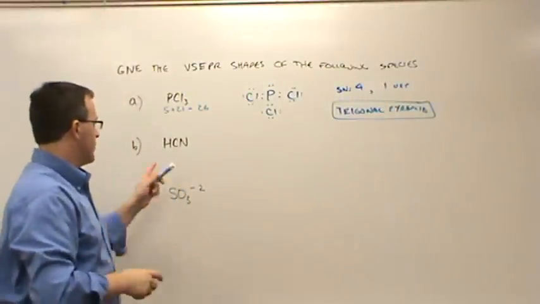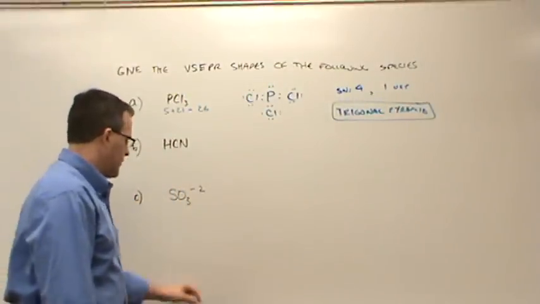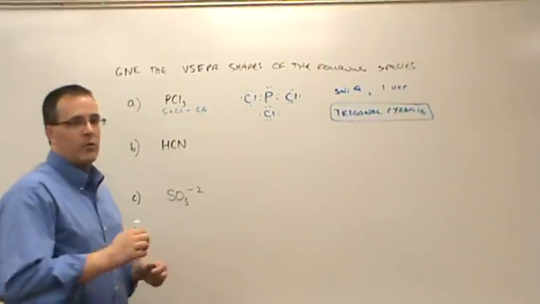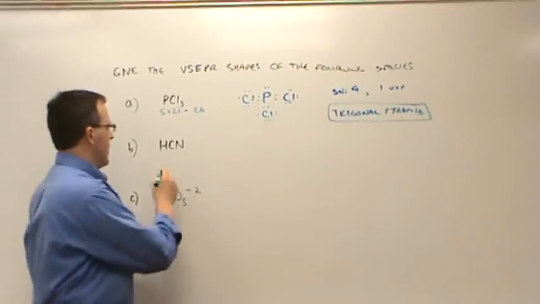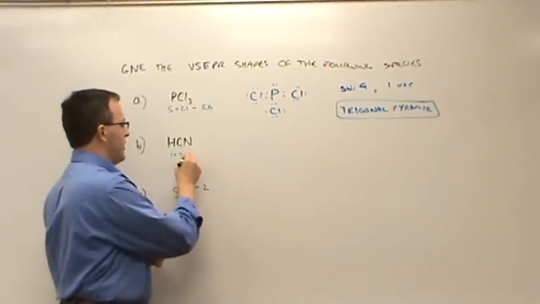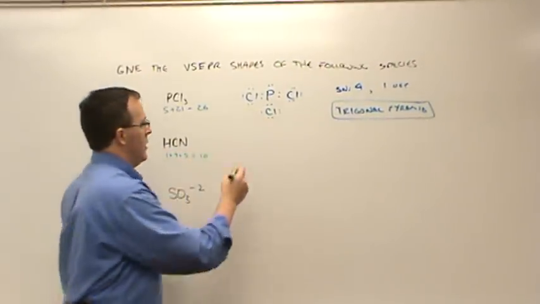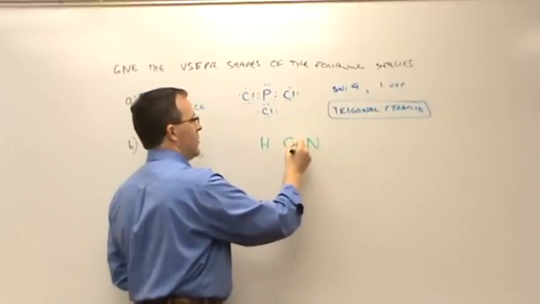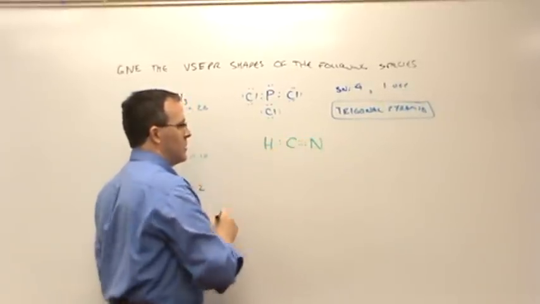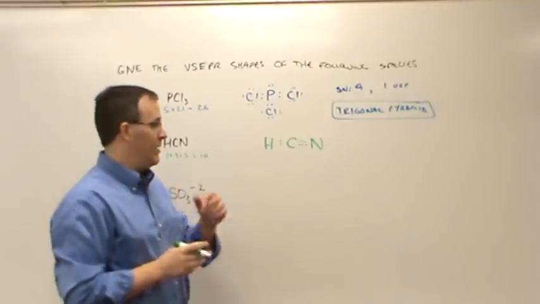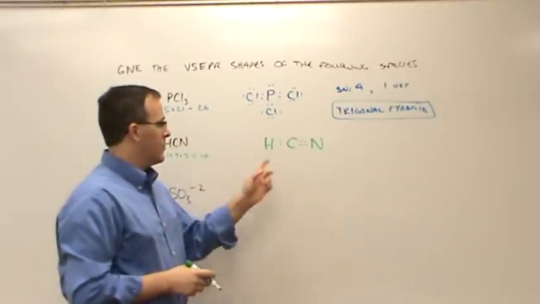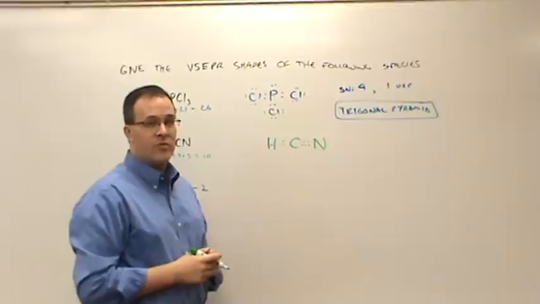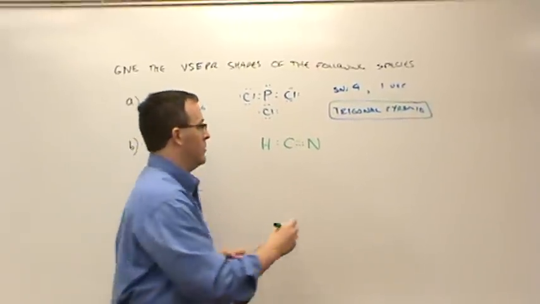Now let's look at the second structure, HCN. The structure for HCN is not really any more complicated. We just figure it out here. 1 plus 4 plus 5, it's a total of 10 electrons. So I'm going to put my H here, my C here, my N over here, and it turns out there's a triple bond between the C and the N. So I count my steric number, it's 2. A steric number of 2 means linear, no matter what.